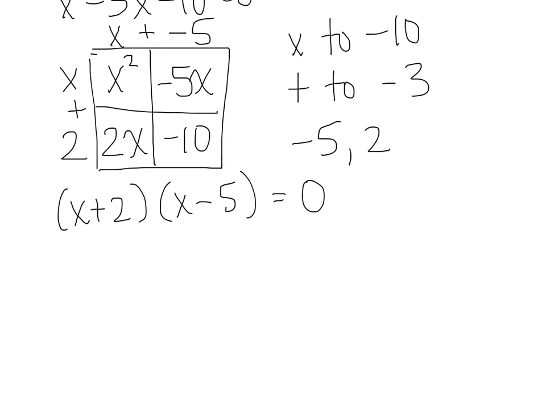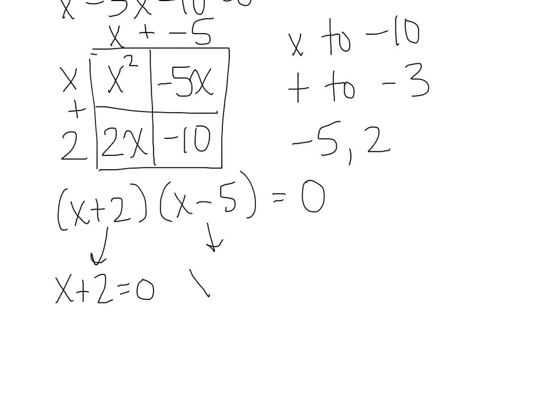Whenever you have a product of two different things, at least one of them has to be 0. You can't get 0 by multiplying 2 and -2 or 2 and a half. Like, you can't get 0 by multiplying two numbers that are not 0 together. So if you have two things multiplied together equal to 0, one or both of them needs to be 0.